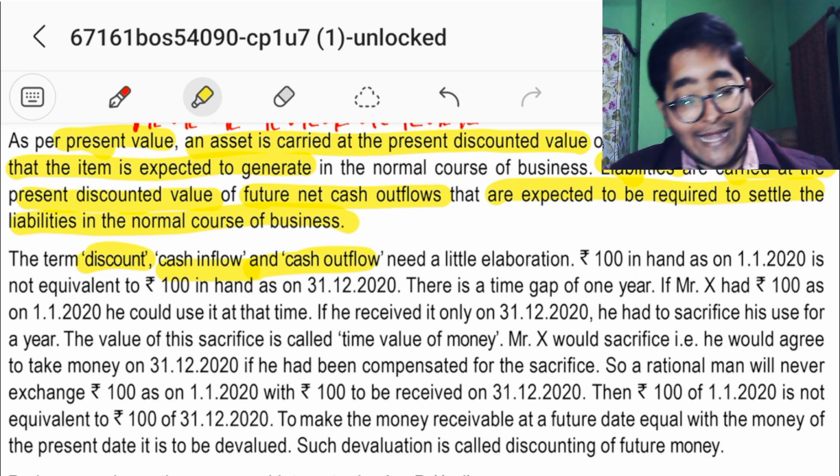The value of that sacrifice is called the time value of money.